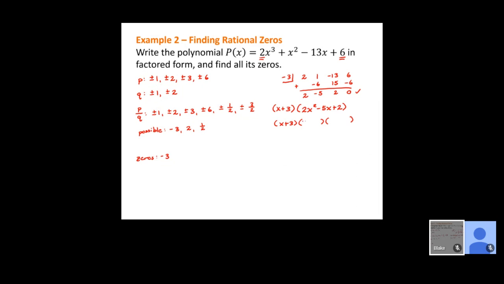Okay, so the factors of 2x here are just going to be 2x and x. Factors of 2 are going to be 1 and 2. Now keep in mind we need to get a -5x in the middle. I'm going to put my 2 down here and my 1 here so that I end up with a 4x on the outside and a 1x on the inside.